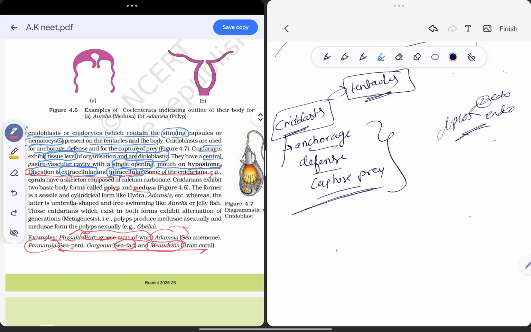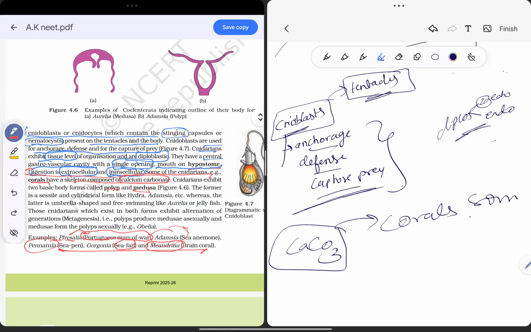Some of the cnidarians, for example corals, have a skeleton composed of calcium carbonate, CaCO3. Corals are present in some, not all, of the cnidarians.